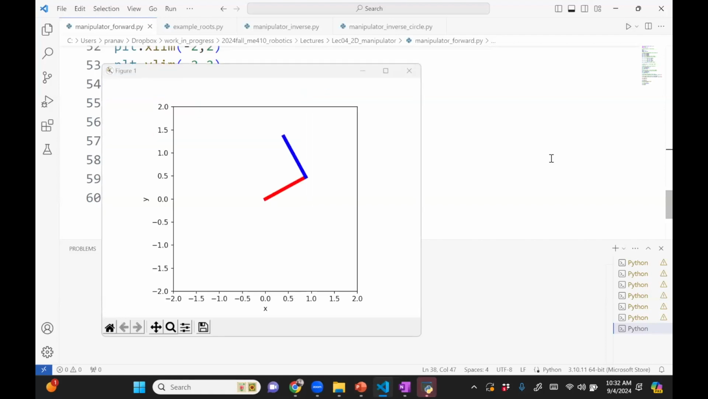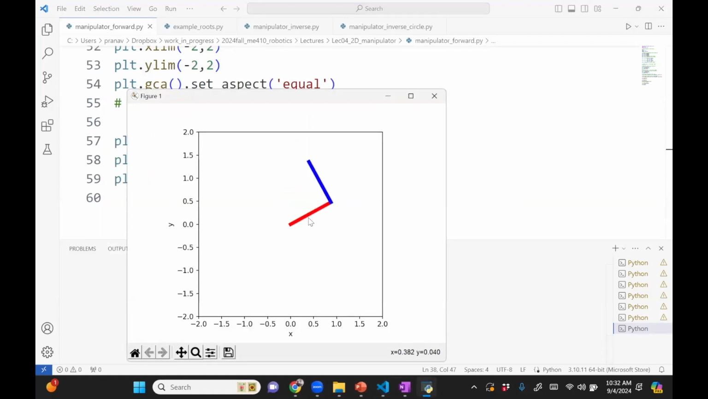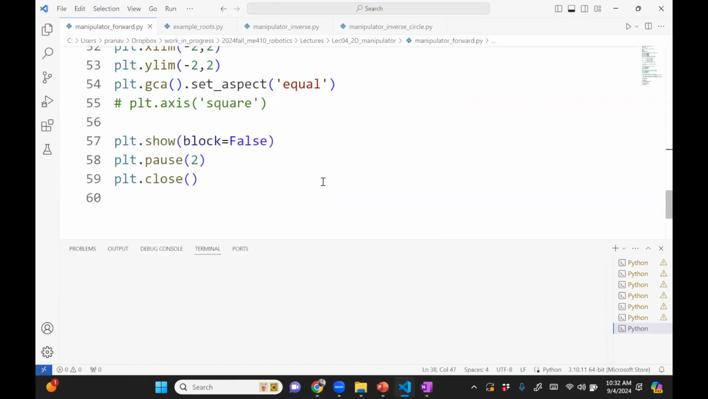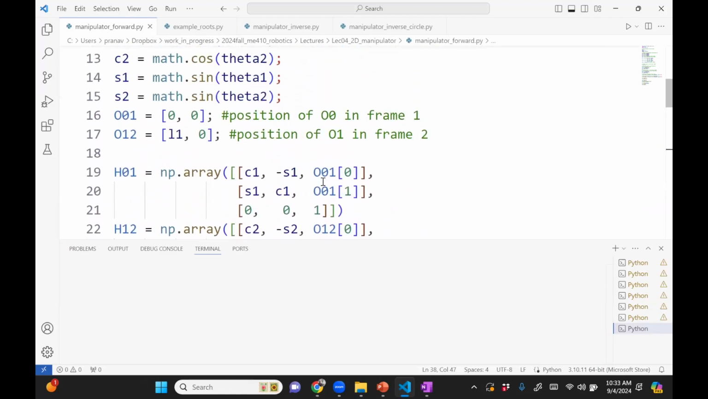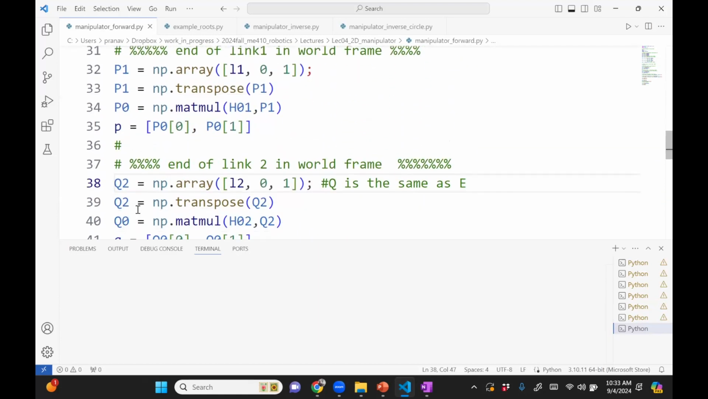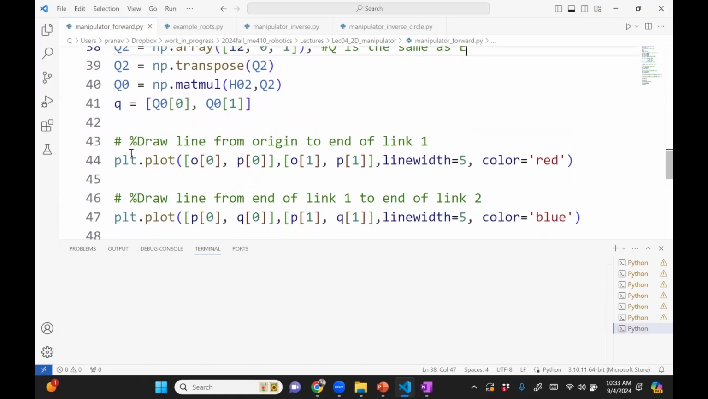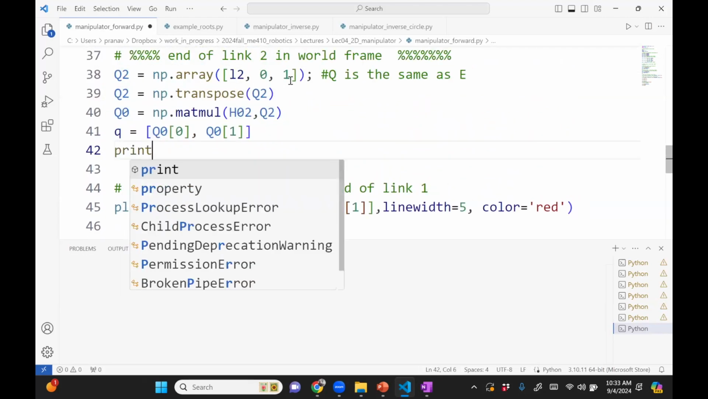Okay, so it's just some angle. Let me try 0.5, and then 90 degrees for the second one. So that's how you do forward kinematics, given the joint angles. So given theta 1, theta 2, you compute the end effector position. So here the end effector position is Q. If you want, you could also print it out. Print Q.